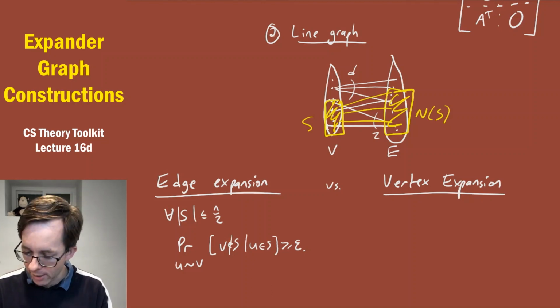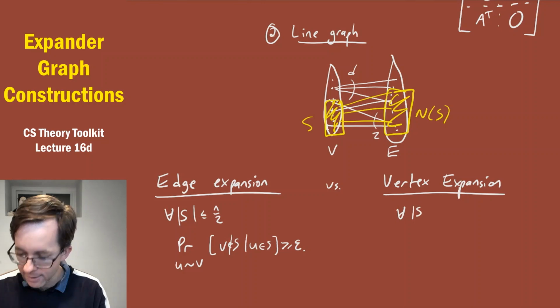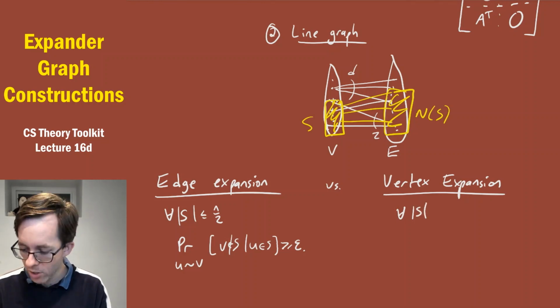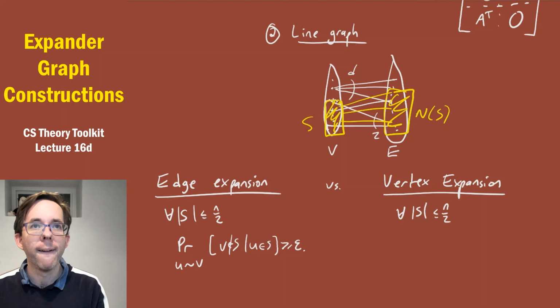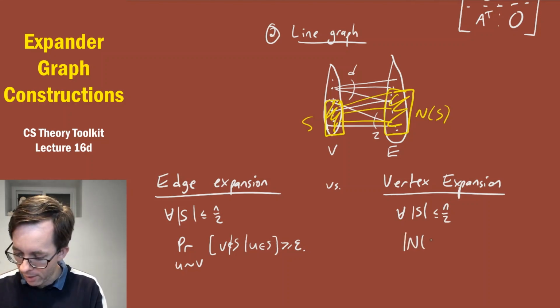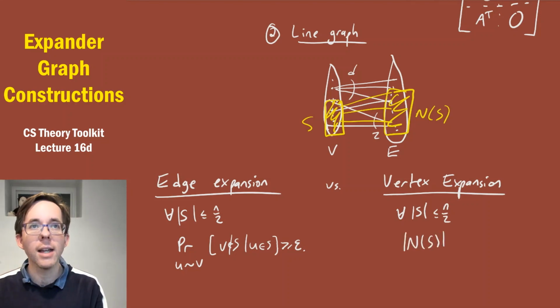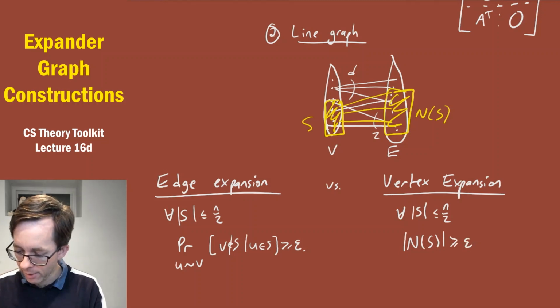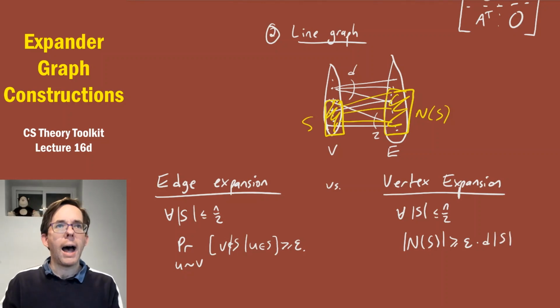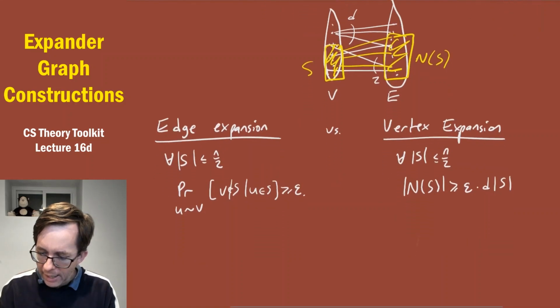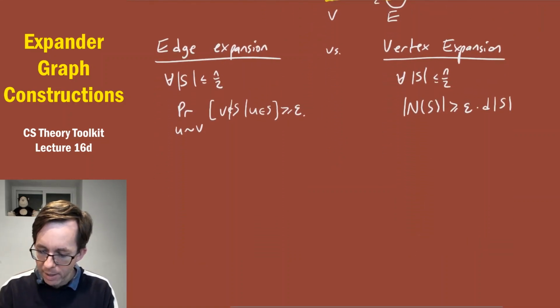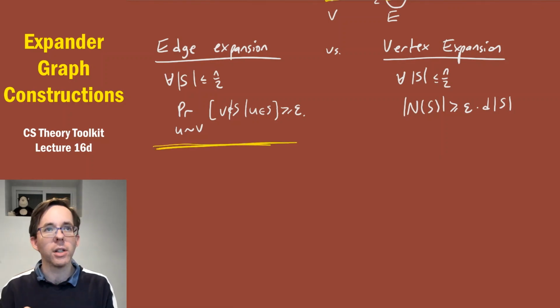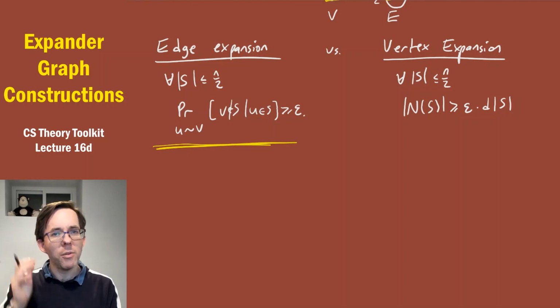And vertex expansion is a condition that looks like this for all sets S, again, maybe of size at most n over 2, or some constant fraction of n. The cardinality of the vertex neighborhood of S is at least some epsilon times the maximum it could be, epsilon times d, times the cardinality of S. Okay, and as it turns out, in the study of expander graphs, it's more convenient to study edge expansion. It's a little bit easier, but they're not unrelated.